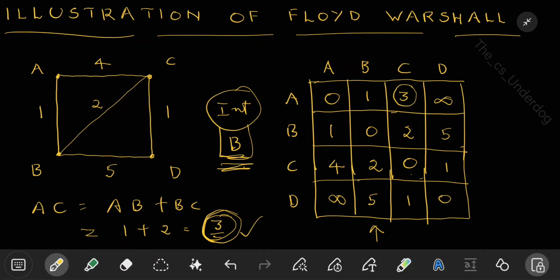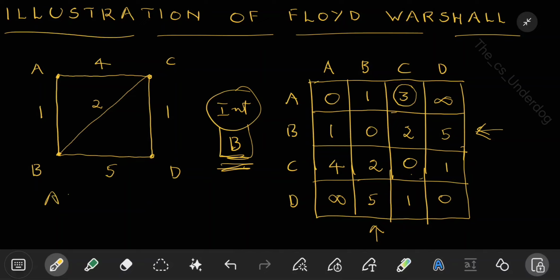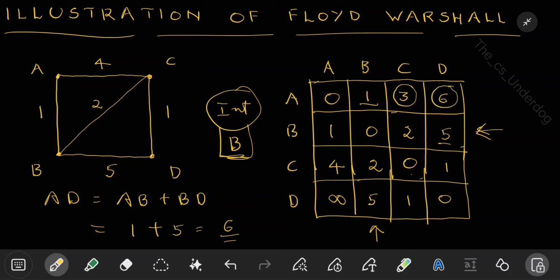If you take AD, when you take AD, what happens? Let us see. AD, with B as the intermediate vertex, will be AB plus BD. AB value is 1 plus BD value is 5, which means you will get a total of 6. The value 6 is much lesser than infinity, which means you have to substitute this infinity with 6. So this is the second change we are making in this iteration.